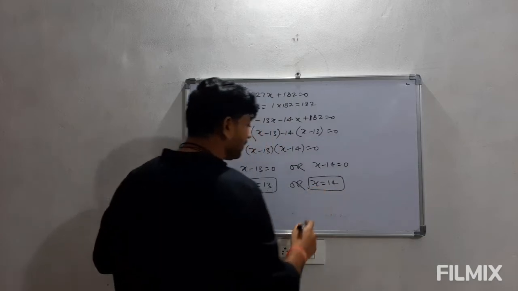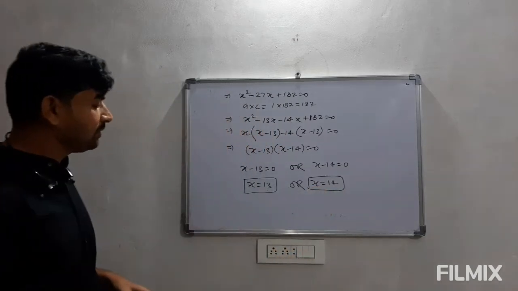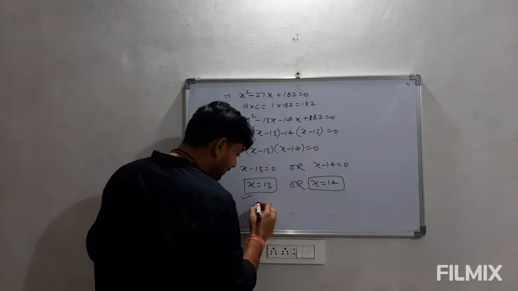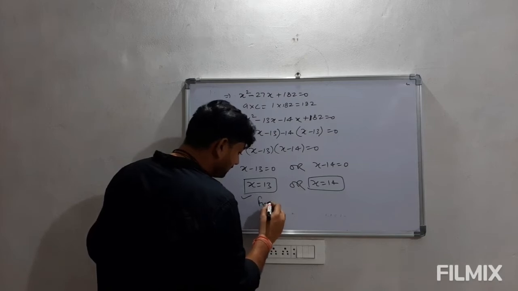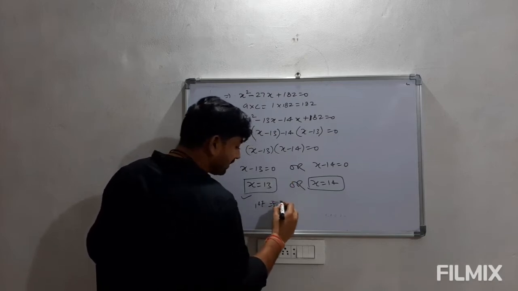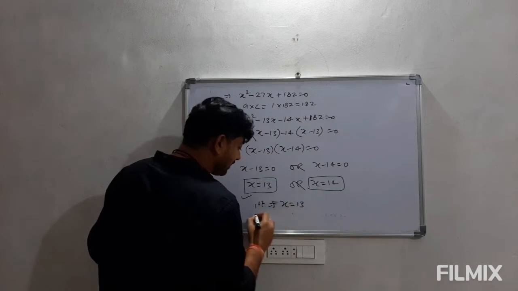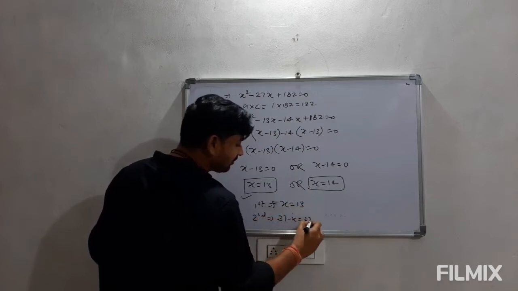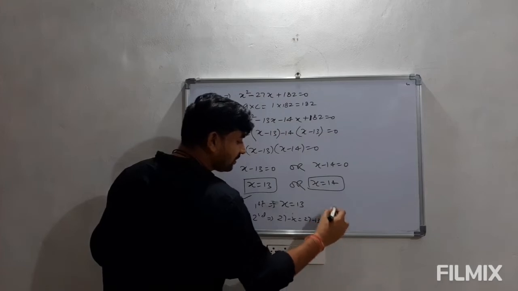x की दो वैल्यू आ गई और दोनों ही पॉजिटिव है. अब अगर हम x की वैल्यू को ये कंसीडर करें 13, तो फर्स्ट नंबर क्या आएगा? The first number will be x means 13, and the second number will be 27 minus x, that is 27 minus 13, that is 14.